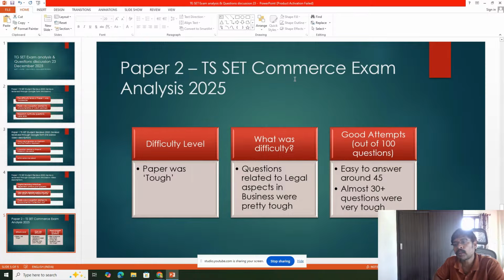A good attempt out of 100 in the commerce paper can be around 45. If you are answering more than 45 questions correctly, it can be considered an okay attempt, and almost 30 questions were very tough, very time consuming. So that's all about the TS SET commerce exam analysis.